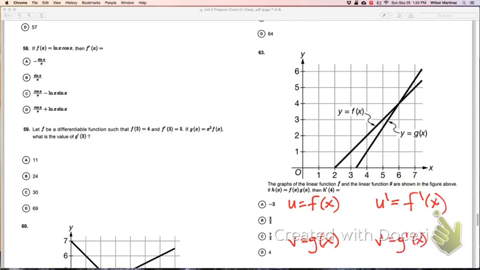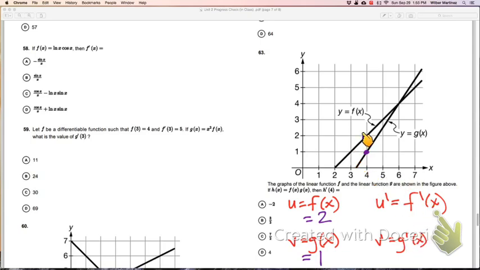So f of 4 is this top function. F of 4 is 2, and g of 4, this bottom function, would be 1. So f of 4 is 2, g of 4 is 1. Remember that the slopes would be the derivatives. So for f, I'm going up 1 over 1, up 1 over 1. So f prime of 4 is 1.